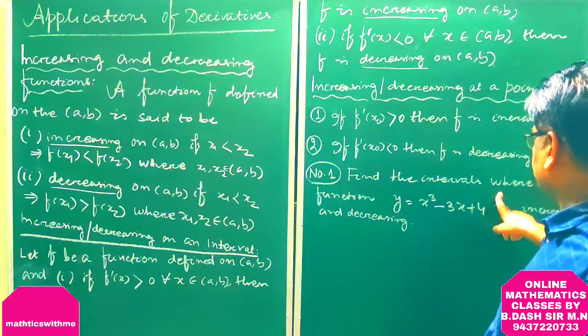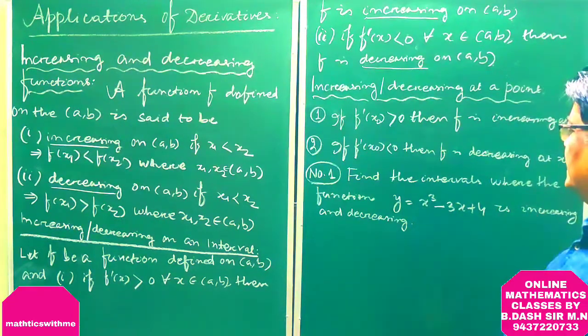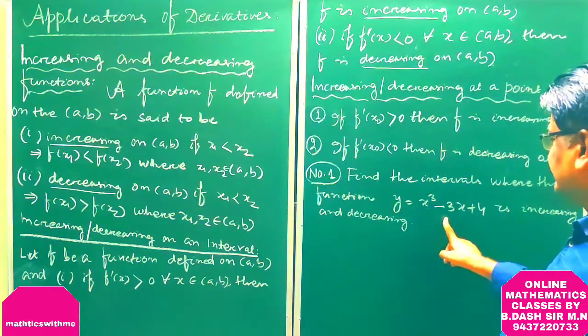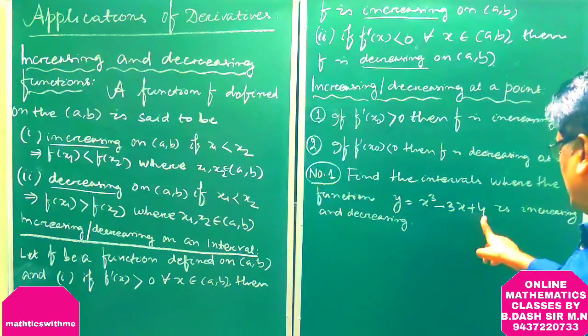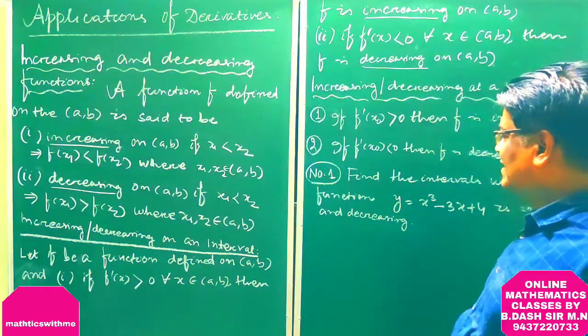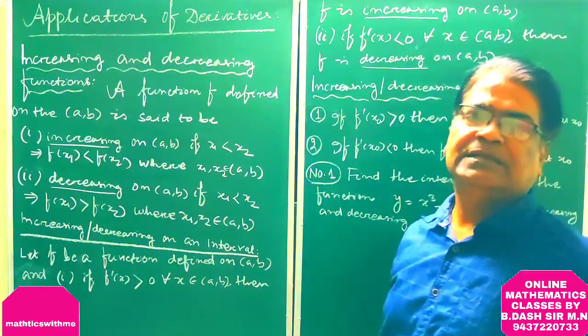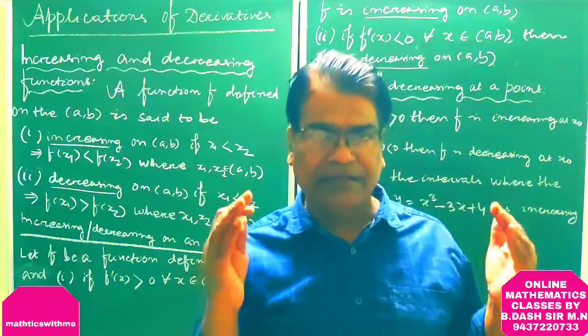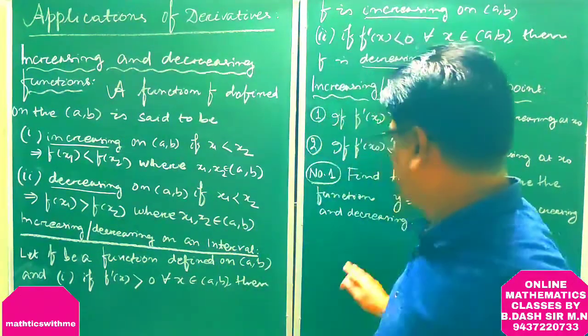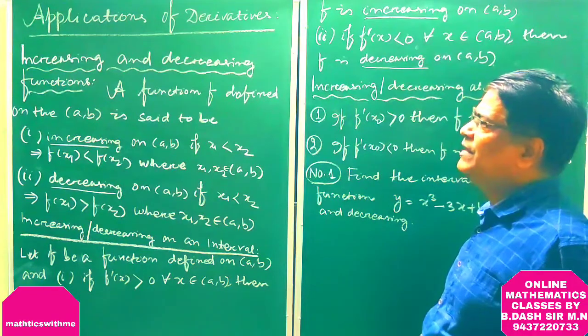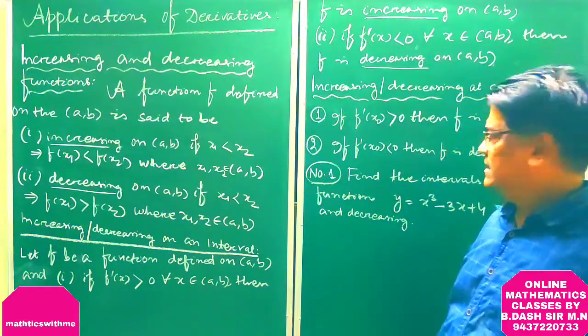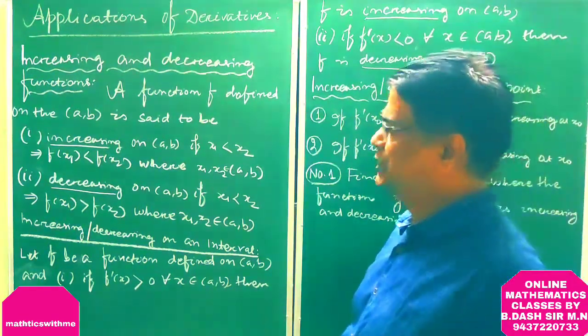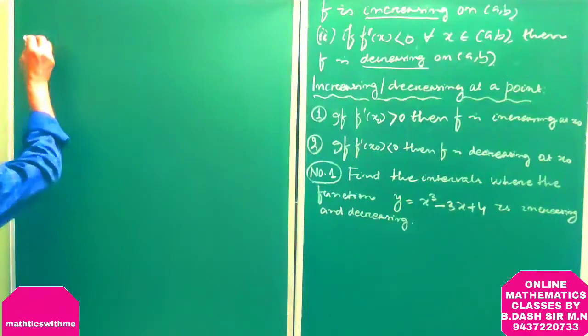Find the intervals where the function y = x^3 - 3x + 4 is increasing and decreasing. So here in this question we have to find the intervals where the given function is increasing and decreasing. So let us proceed to the solution.